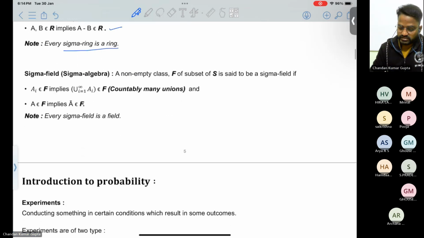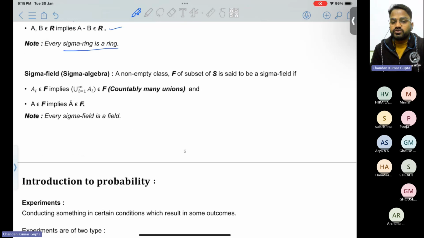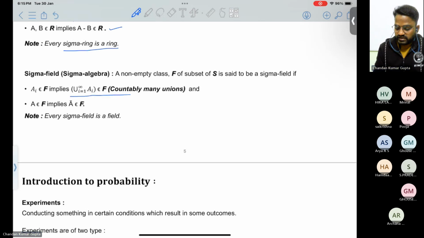In a similar manner, a sigma field or sigma algebra is also a non-empty class F of subsets of S, and here countably many unions belong to F if the A_i belong to F. And if A belongs to F, then A complement belongs to F. Then it is a sigma field or sigma algebra.